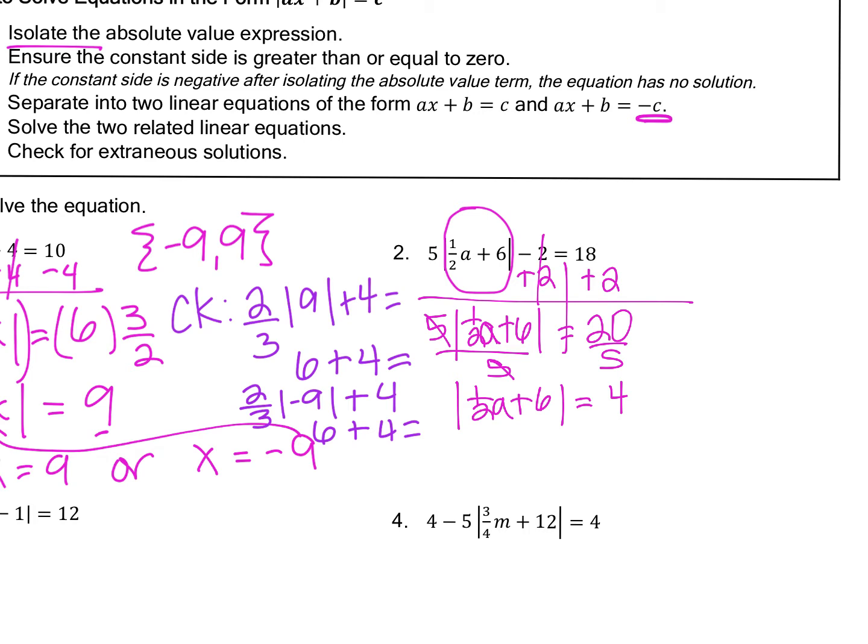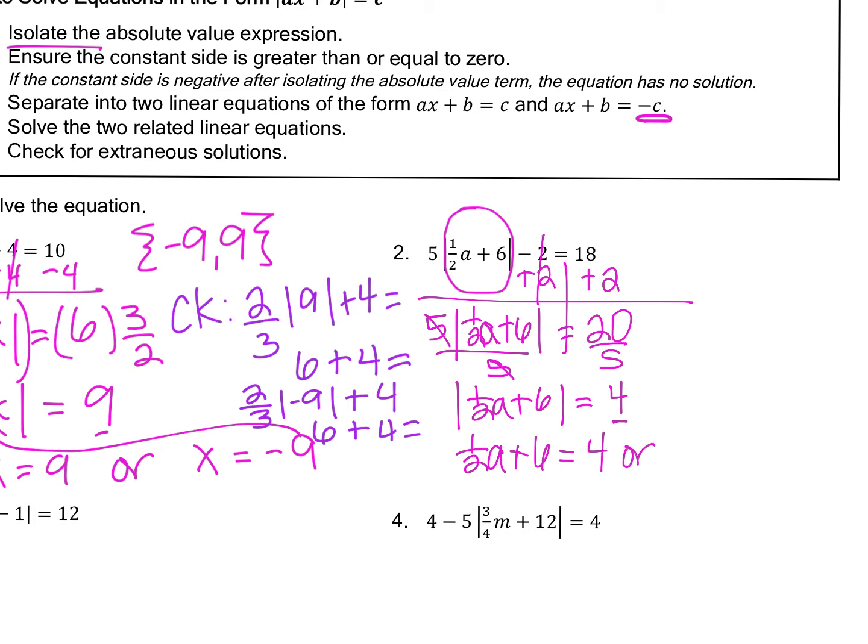Now, once I've isolated it, check, this is positive, so we're good. Now I'm going to set up my two equations. The last one I didn't have to do very much because I just had an x inside the bars. So I have to do 1/2 a plus 6 equals 4.